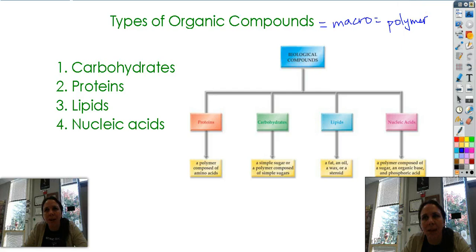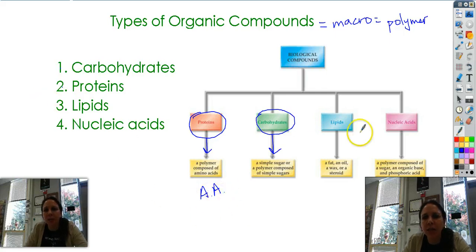There are 4 main types. First one, carbohydrates, which is right here. And you can see it is a simple sugar or polymer composed of simple sugars. And so these are things like breads and pastas, yummy things. We have proteins, which you can see right here. And this is a polymer that is made up of amino acids, otherwise symbolized with big A, big A.